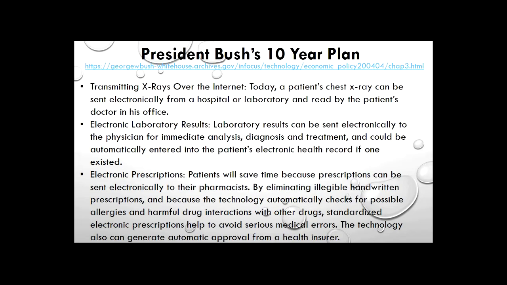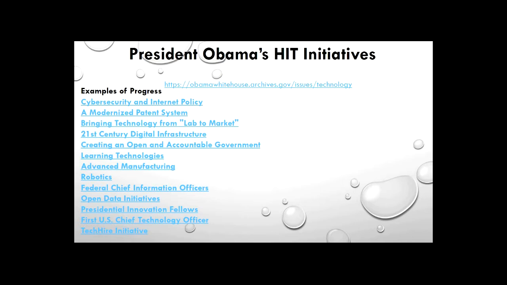The lab results, you had to actually go get a lab result, have them faxed over, something to that effect. X-rays, you usually had to get those big, bulky X-rays, those plastic things, and take them to your doctor for them to look at. Now you don't have to do that, and part of that is because of President Bush's 10-year plan. So just after that, we had President Obama's HIT initiative.